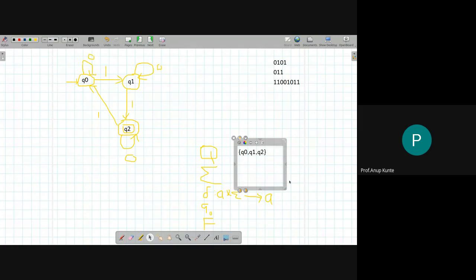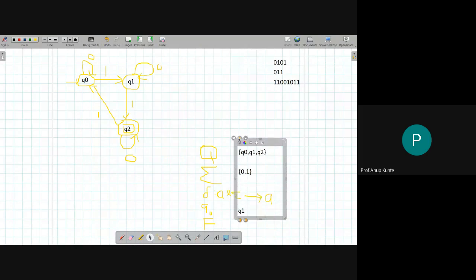Next thing that I have is, if I observe all the labels, labels are generally the inputs from the alphabet set. So there are two distinct labels that I can see, 0 and 1. So with this, I can conclude that my alphabet set is 0 and 1. That means my input is to be composed of 0 and 1.